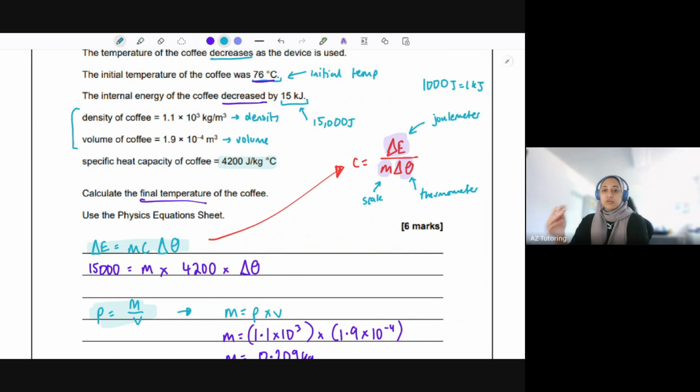So I'd recommend going over the practical, but relate it back to this because you've got this in the exam, so you can just figure it out from there. Okay, moving on.